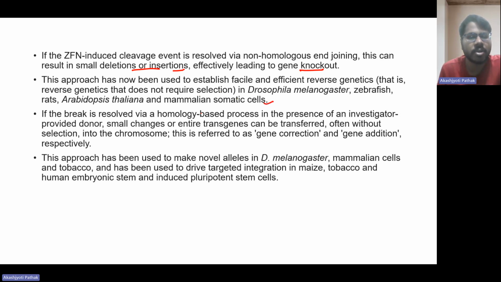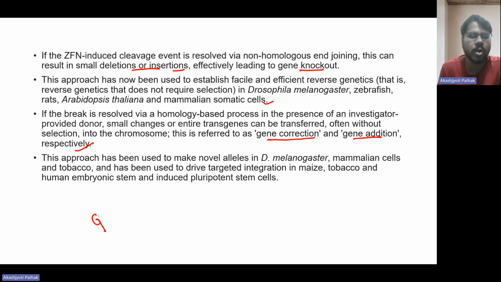If the break is resolved by a homology-based process, then that can enable a modified form of gene to get inserted in your target gene, in the presence of an investigator-provided donor. The investigator-provided donor is the particular gene or the correct gene. If you want to swap a mutated gene with a correct gene, then that correct gene is called the investigator-provided donor. Small changes or an entire transgene can be transferred, often without selection, into the chromosome. This is referred to as gene correction and gene addition, respectively.